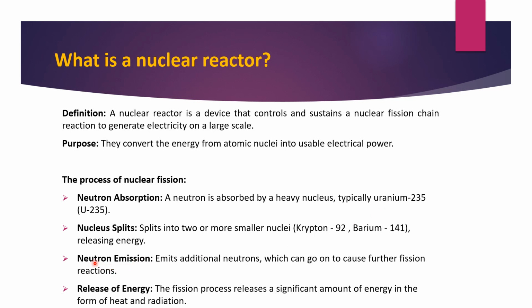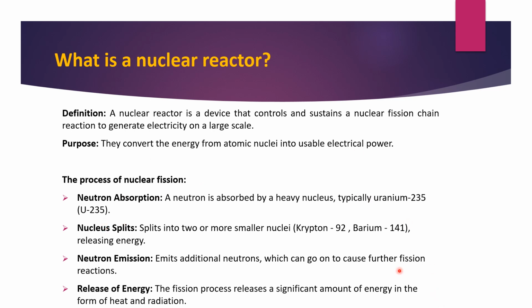Neutron emission: it emits additional neutrons which can go on to cause further fission reactions. What we are saying here is, there is one nucleus of uranium 235 which absorbs the externally bombarded neutron. After that, it splits into two smaller nuclei, and along with the two smaller nuclei, it also emits neutrons. So when the uranium is divided into krypton and barium, it will also emit 2 or 3 neutrons. What will these neutrons do? They will go on to cause further fission reactions. For the fission reaction we need neutrons, and what is the byproduct of this fission?